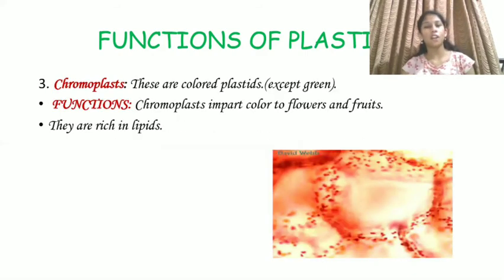Next, chromoplasts are colored plastids. The uncolored plastid is leucoplast and the colored plastid is chromoplast. Except green, all the colors can be found in chromoplasts. So where can green color be found? It can be found in chloroplast because they have a pigment called chlorophyll. The function of chromoplasts is to impart color to flowers and fruits. They are rich in lipids, so they are rich in fats.